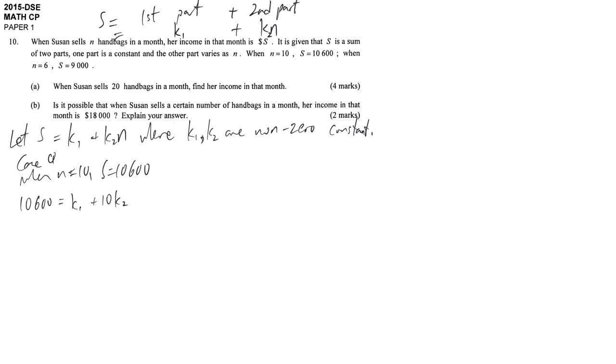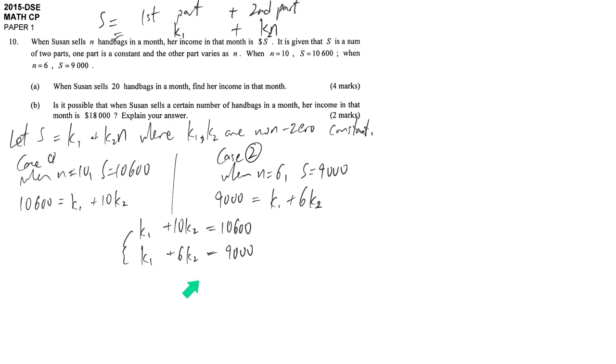We have tidied up the first equation already. We do the same for the second case. When n is equal to 6, then S will equal 9,000. So we replace S by 9,000 and it is equal to k1 plus 6 times k2. After that, we are going to solve a simultaneous equation.